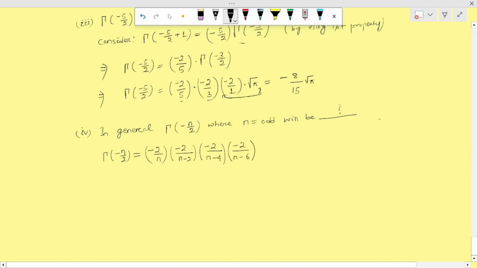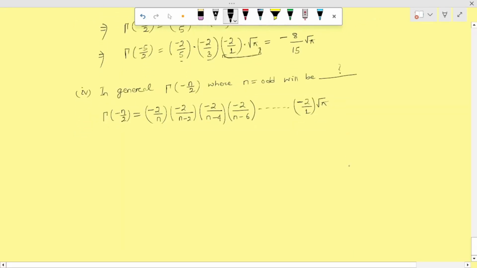That means each time the denominator is reduced by 2 up to the last term, which is minus 2 by 1 into root pi. So in general, gamma minus n by 2 will be this. By using this directly, suppose in your exam it is asked to find gamma minus 11 by 2, what will it be?